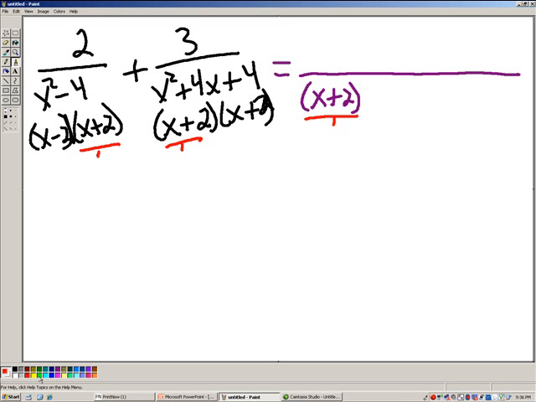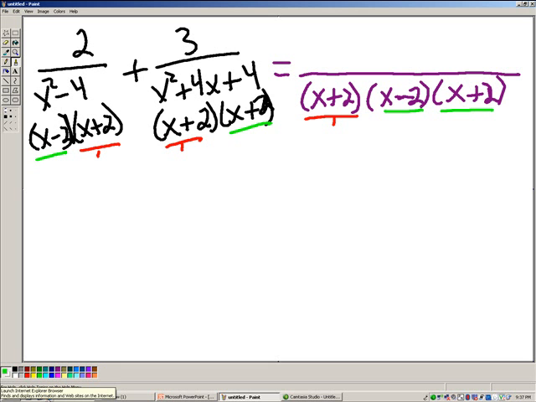But then I have to include everything else. The x minus 2 and the extra x plus 2 over here have to end up in my common denominator as well. So I have x minus 2 and x plus 2 over here for all the things that were not common. That's your common denominator. You don't have to multiply it all out and see where it goes. You just have to list all the different factors involved.